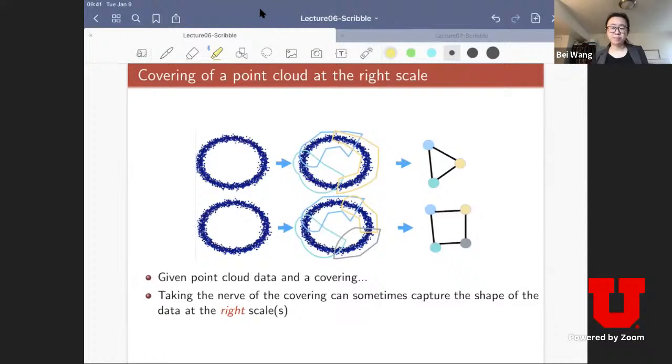So usually there is going to be a range of scales where it works well to capture the underlying shape of the data, okay? So again, like I said, this is a very active research area: can I automatically find that scale, okay?